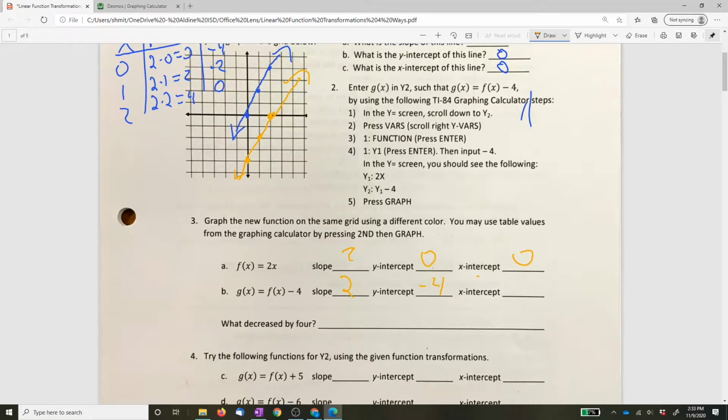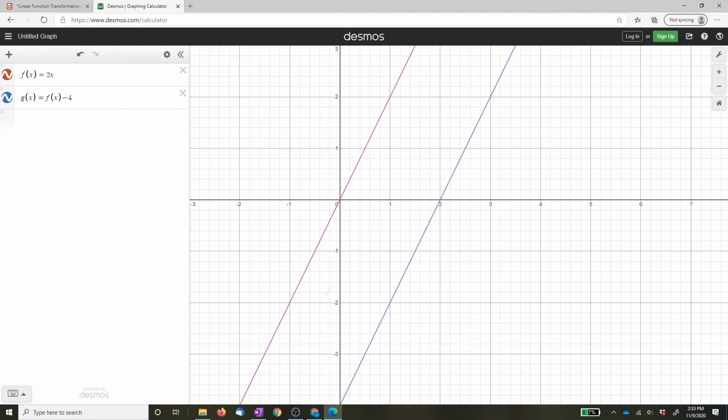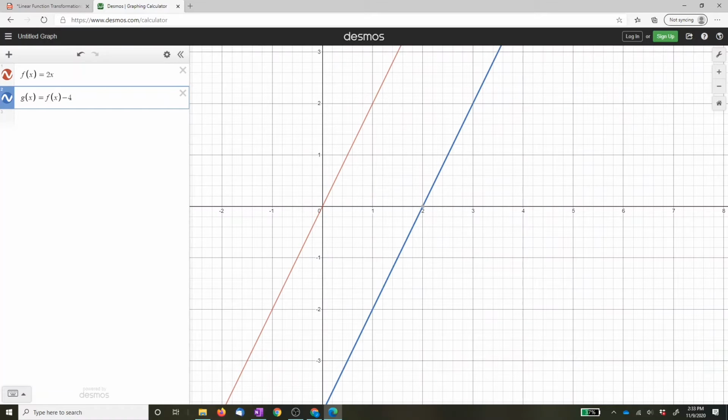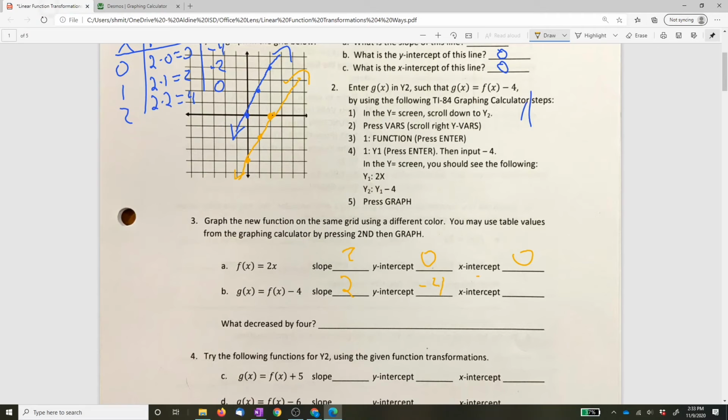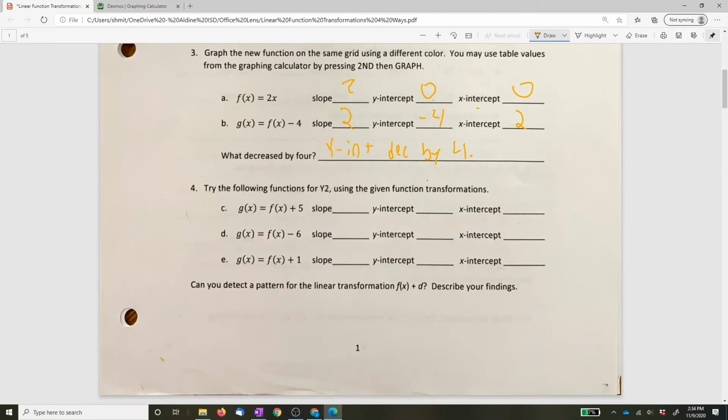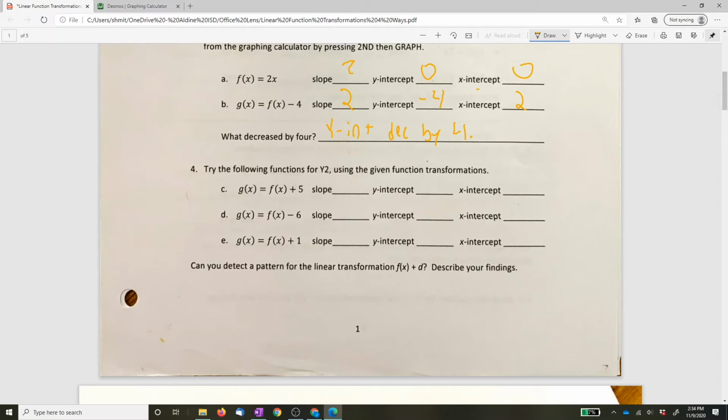And the x-intercept, let's look. When do we touch the x-axis? We touch the x-axis at 2, 0. So we'll just say the number 2. So then out of these three things, the slope, the x-intercept, and the y-intercept, which one of them decreased by 4? Well, that's the y-intercept. The y-intercept decreased by 4.